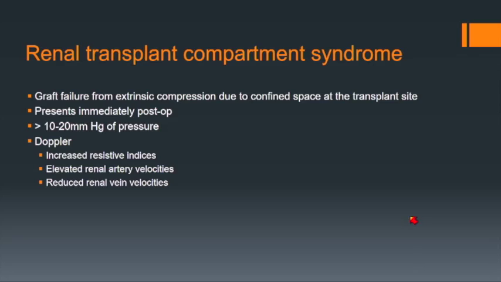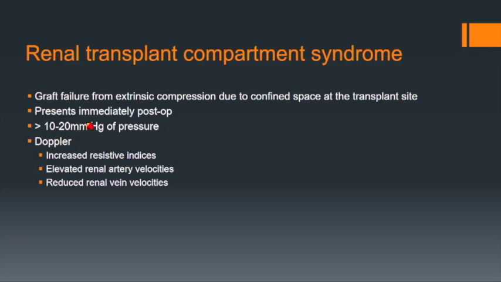Renal transplant compartment syndrome is something that's not well recognized in many places, but it is a recognized entity, and it is defined as graft failure from extrinsic compression due to confined space at the transplant site. Basically, the kidney is too big for the space that the transplant surgeon is trying to fit it into, so he packs it in, and the kidney is under pressure.